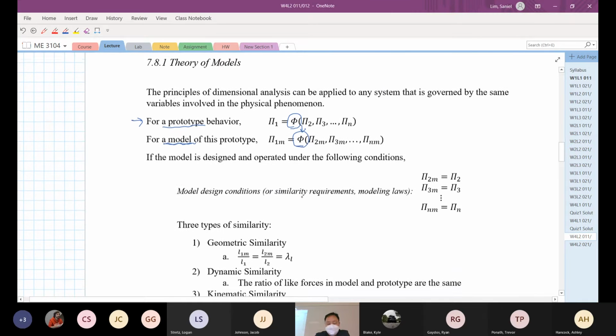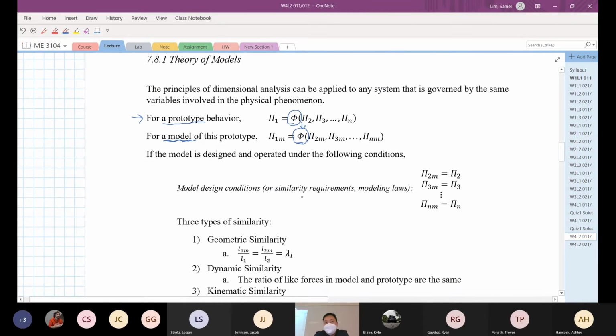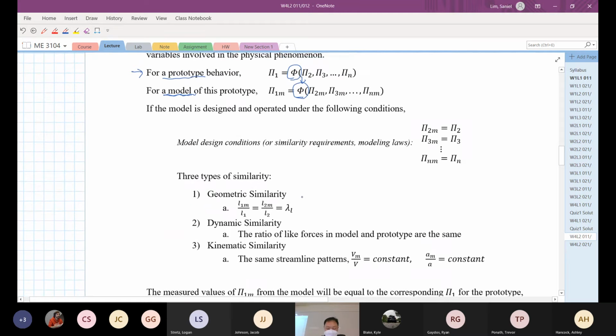All right. Can you just scale down to one half, so the velocity is all one half and the pressure drop is just one half? No, it doesn't work like that. We have to consider the pi terms, not each variable.